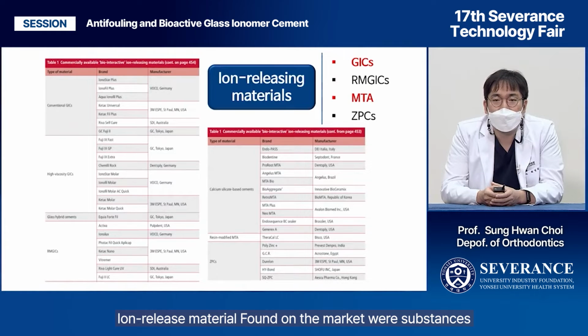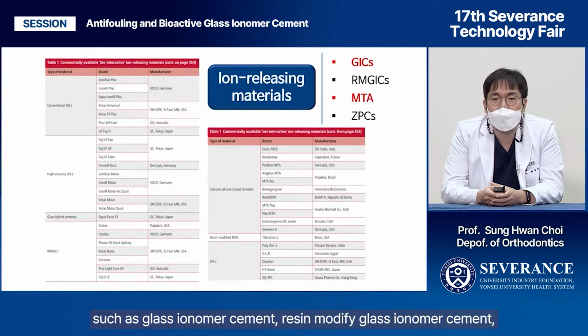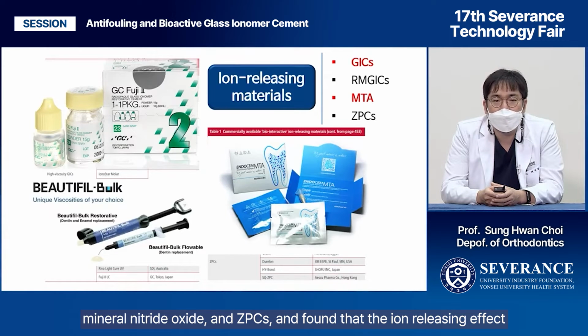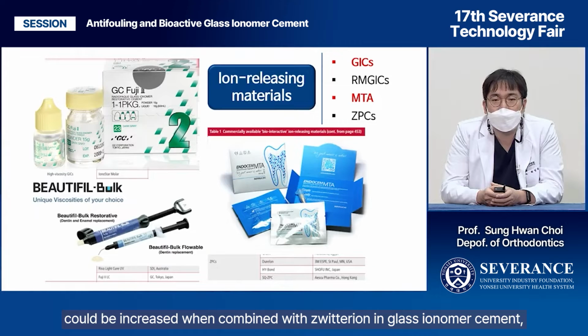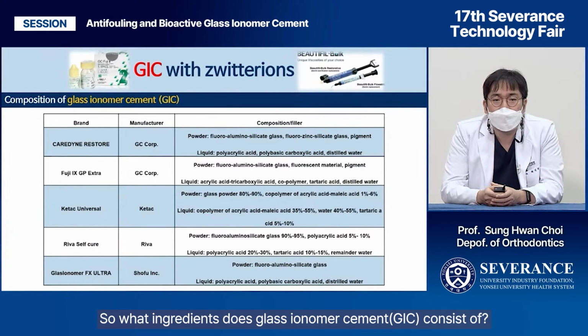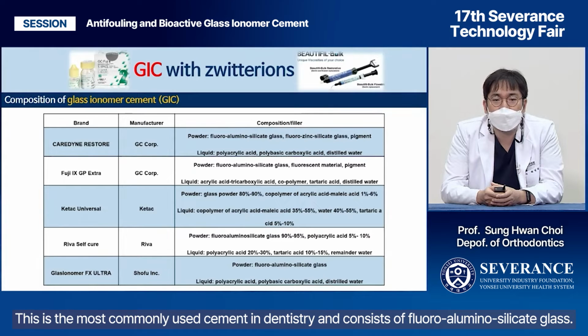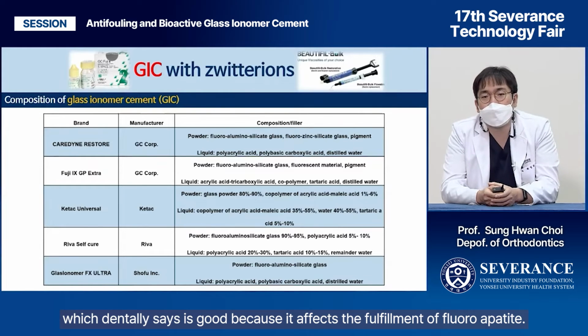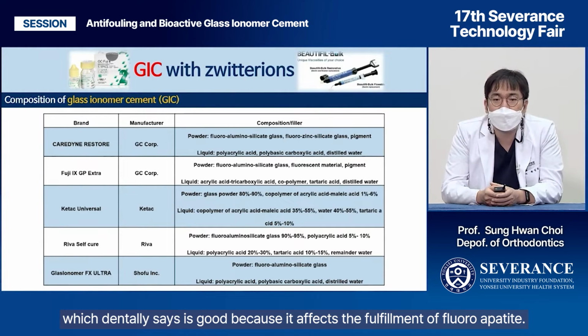Ion-releasing materials found on the market were substances such as glass ionomer cement, resin-modified glass ionomer cement, mineral trioxide aggregate, and ZPCs, and we found that the ion-releasing effect could be increased when combined with zwitterion in glass ionomer cement, which is currently the most commonly used in dentistry. So what ingredients does glass ionomer cement consist of? This is the most commonly used cement in dentistry and consists of fluoroaluminosilicate glass. The fluoro in front is fluorine, which dentally is good because it affects the formation of fluorapatite.